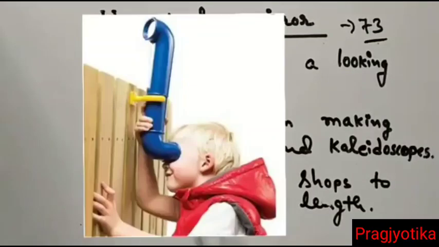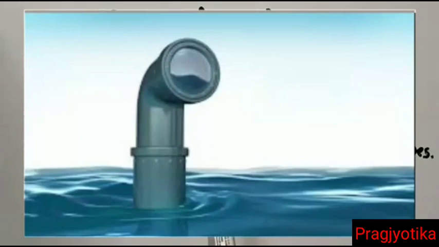Where periscope means it is a long tube device containing mirror which allows us to see over the top of something, and it is especially used in a submarine to see above the surface of the sea. So here are some examples of pictures of periscope. You can see this. So this is periscope.